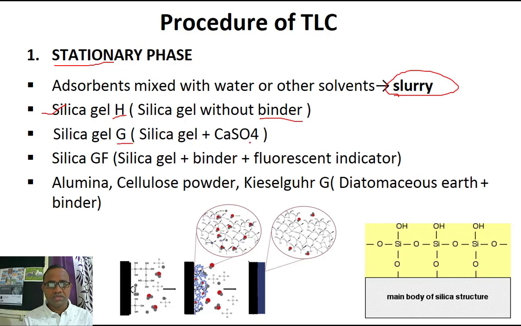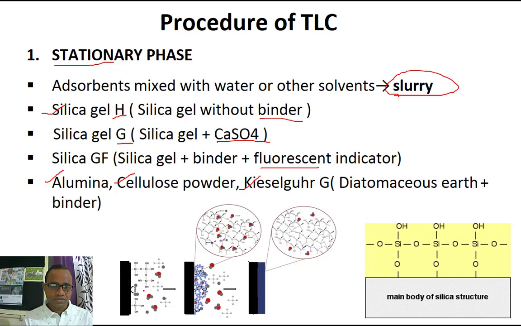Type G silica gel is actually with calcium sulfate, which is the binder. So we mix the silica gel along with the calcium sulfate. Therefore, the strength of attachment to the glass or plastic surface is stronger. Okay. Sometimes we can also mix a certain fluorescent indicator in order to detect the samples. Mostly the stationary phases we use are alumina, cellulose powder or kieselguhr. So these are the different types of silica gels or stationary phase that we use.